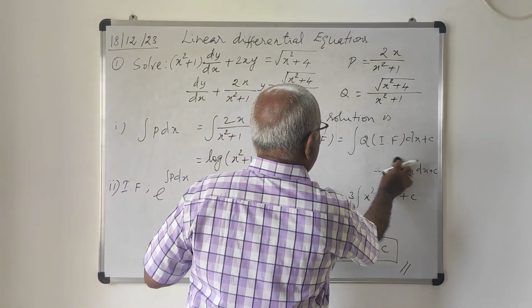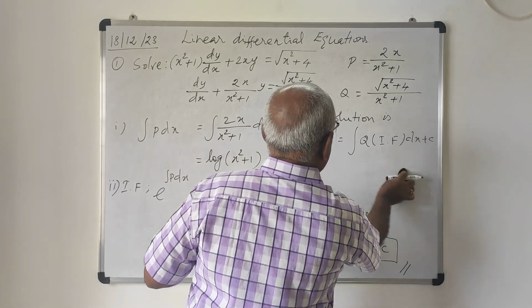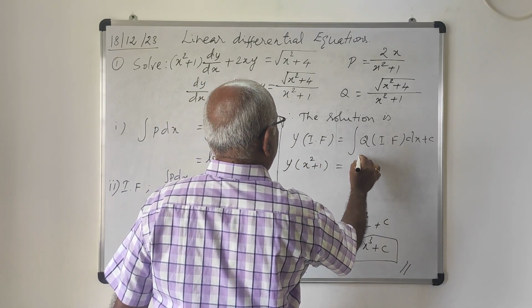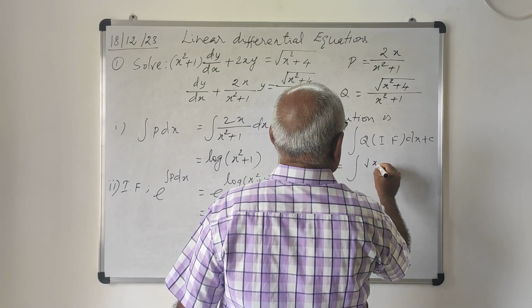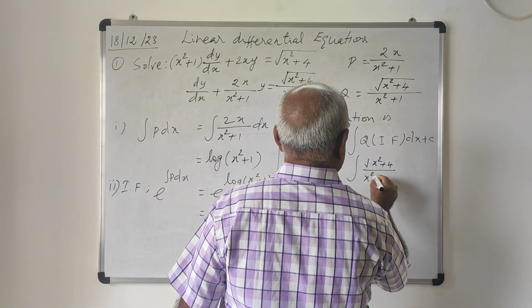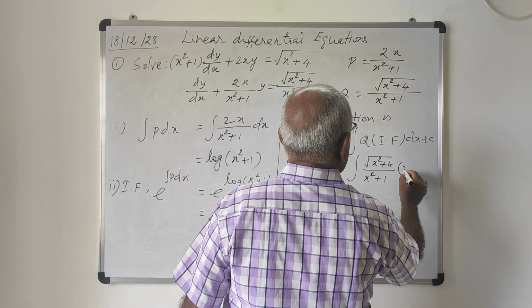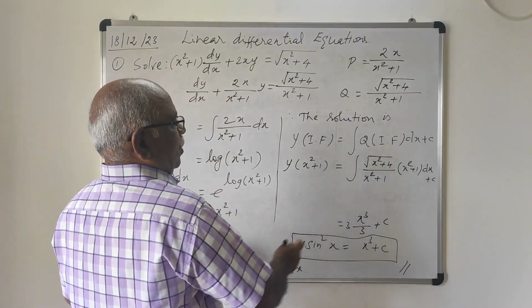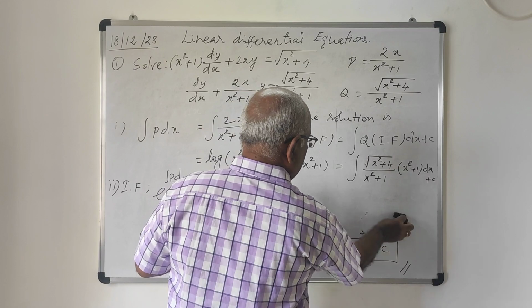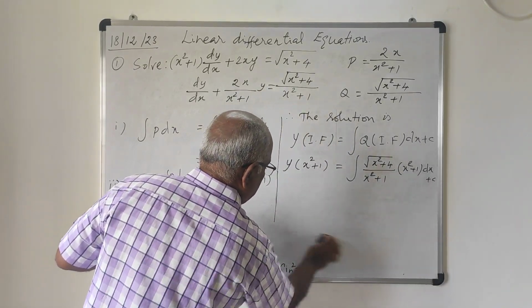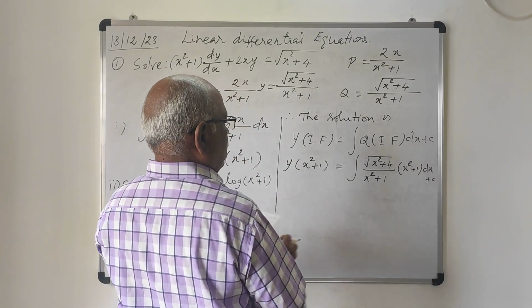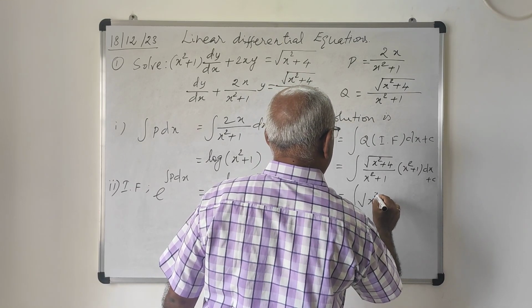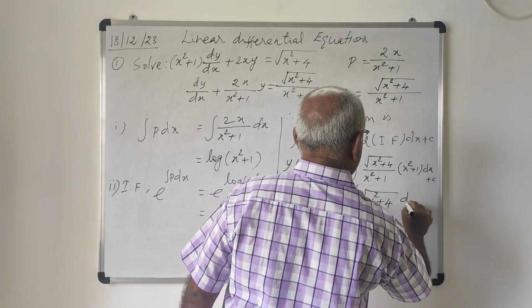Now substitute the expressions you have derived so far. Y into integrating factor, x square plus 1, equal to integral q, which is root of x square plus 4 by x square plus 1, into integrating factor x square plus 1 dx plus c. So the x square plus 1 in the numerator and denominator cancel, and you get just square root of x square plus 4 dx plus c.